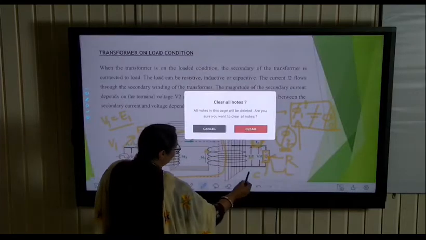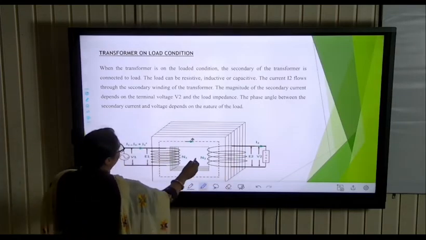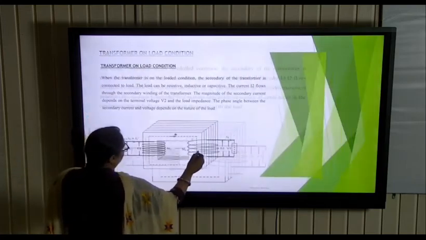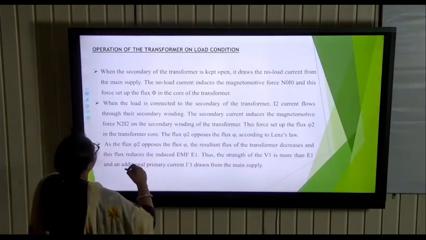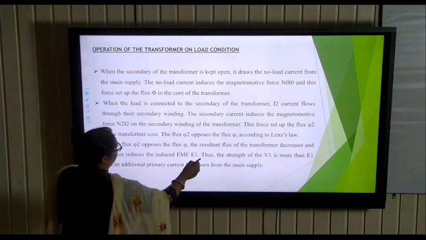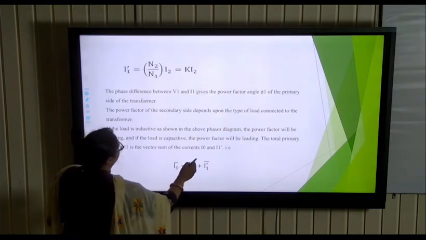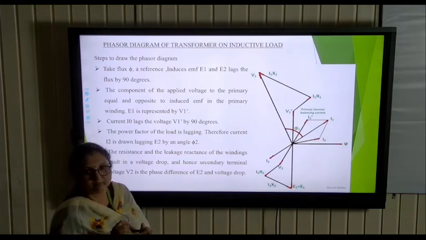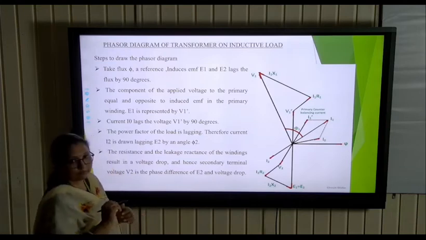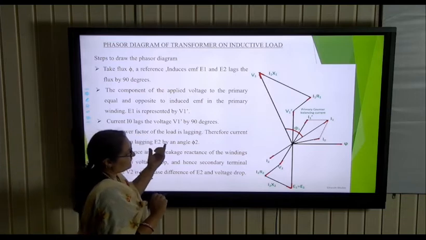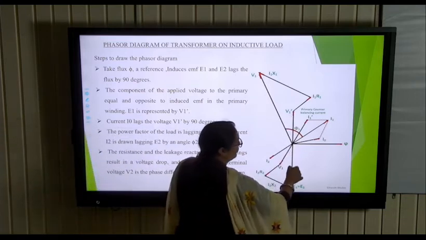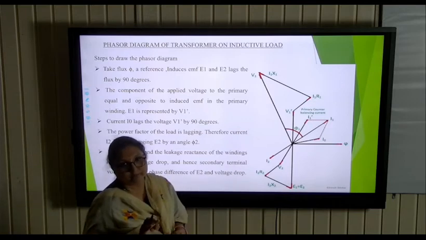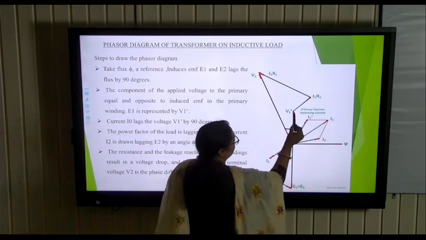So let us assume that we have an inductive load. On that basis only we will draw the phasor diagram. Yes, this is the complete phasor diagram when you have an inductive load. This part is the same as how we drew it when the transformer is on no load. This is your supply voltage V1.